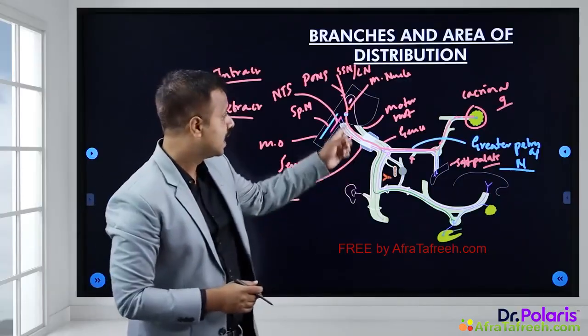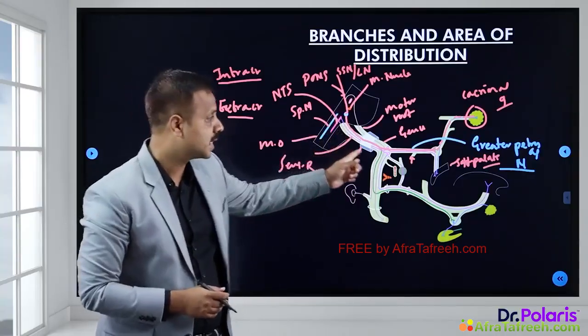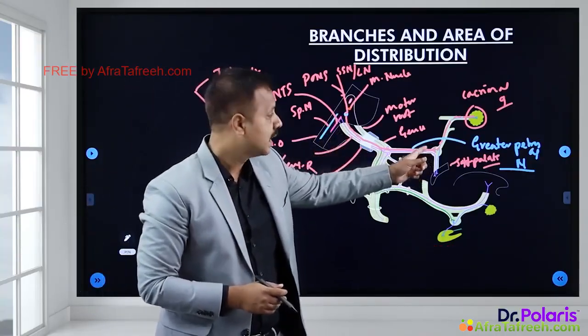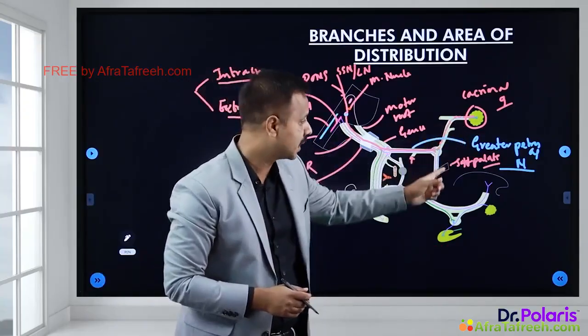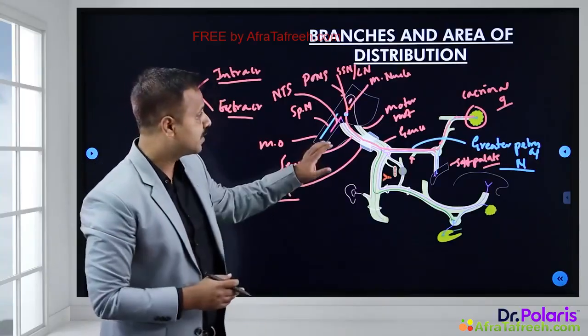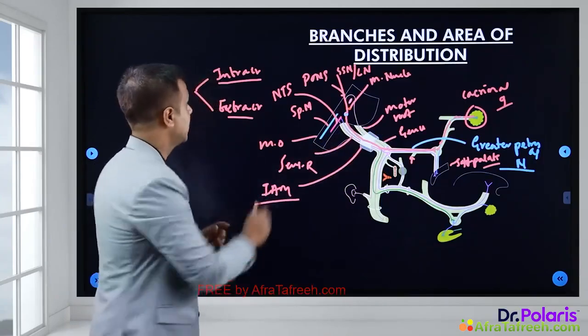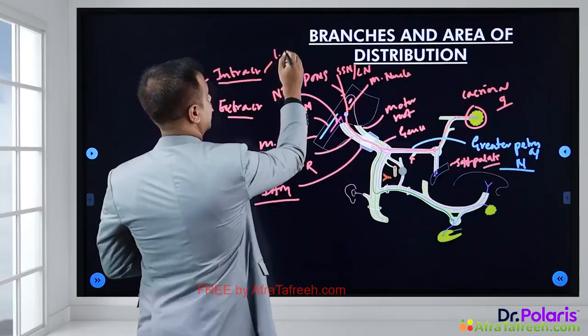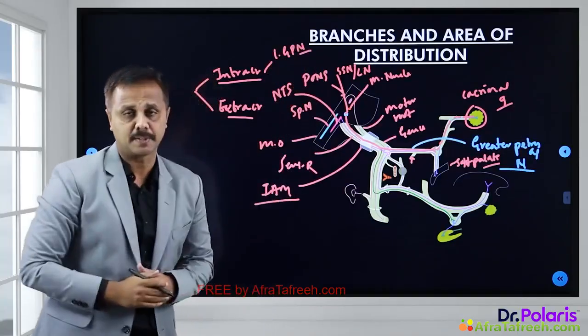Greater petrosal nerve carries secretomotor fibers from the lacrimatory nucleus to the pterygopalatine ganglion. From the pterygopalatine ganglion, it supplies or innervates lacrimal gland and glands of the soft palate. Right? This is regarding greater petrosal nerve, the first intracranial branch. So let's write this. The first intracranial branch is greater petrosal nerve, and we learnt about its function.